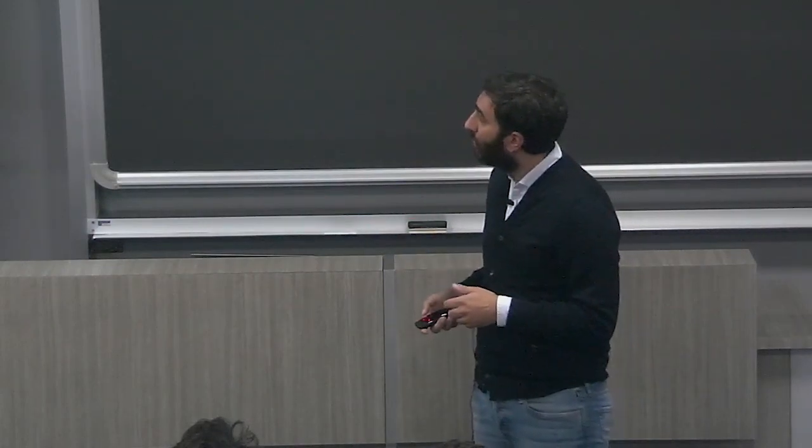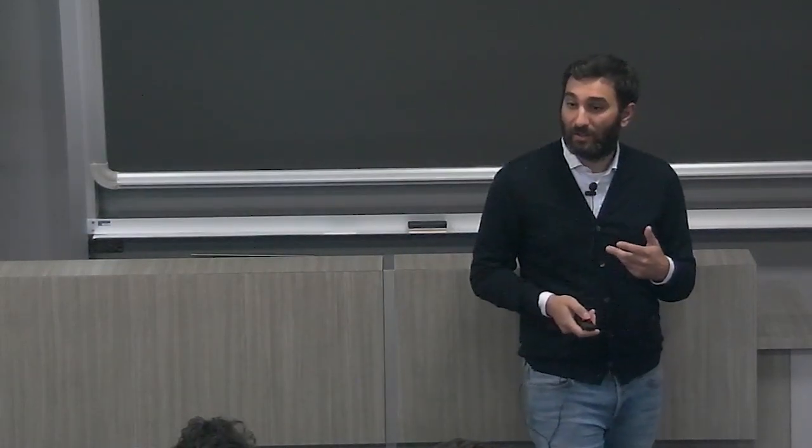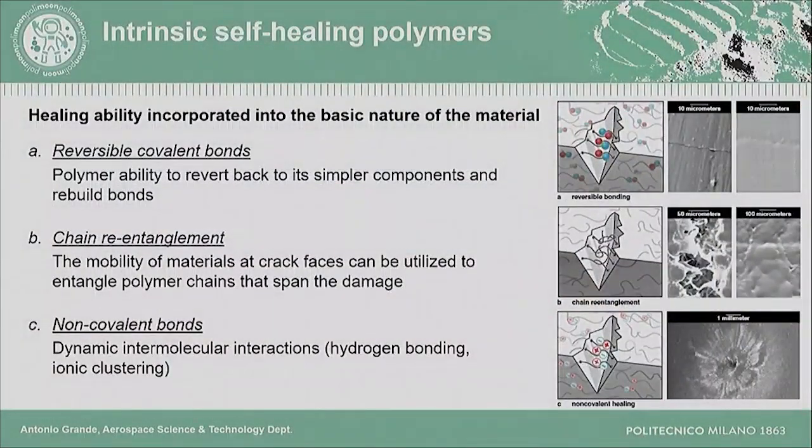If we check what kinds of bonds or interactions we can have in this kind of polymer, there are reversible covalent bonds, so bonds that share electrons, like for example sulfur-sulfur bonds or disulfide bonds. We have chain entanglement: polymers are formed by chains, and when you make a crack in a material, chains gain mobility at the interface, repairing the damage. We have also non-covalent bonds or non-covalent interactions, like for example hydrogen bonding or ionic clustering. Also in this case, these kinds of bonds are reversible and can be reformed in a damaged site.